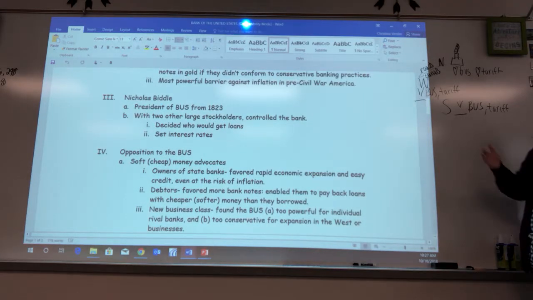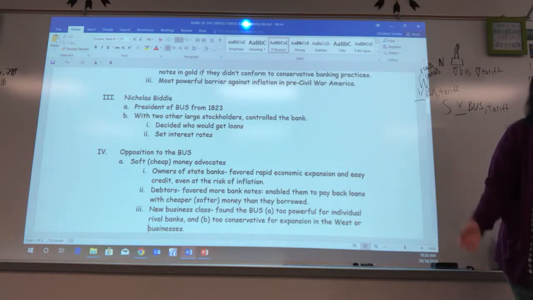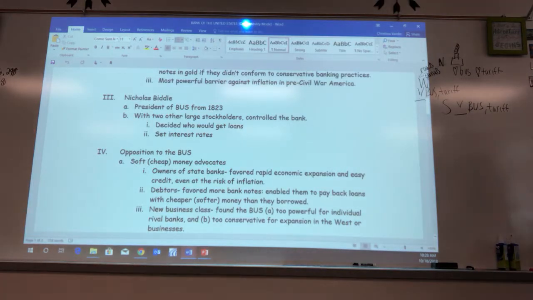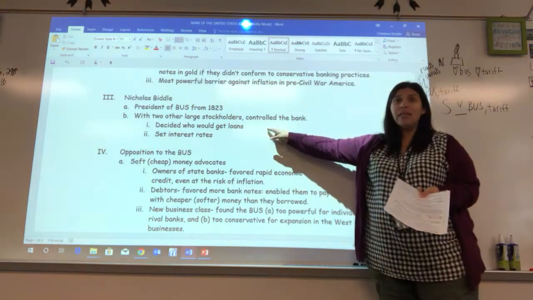Who was Nicholas Biddle? He's basically the president of the BUS, the Bank of the United States. Is he a very powerful man? Yes. Because his bank holds whose money? The government's, right? The government's money, who did they get that money from? The people. And we're going to see the reason why he's considered a hydra of corruption is because he gets to decide who gets loans.